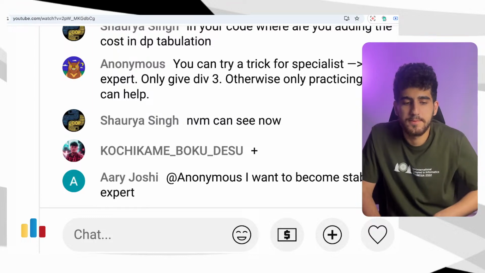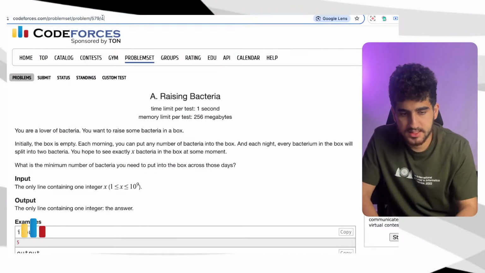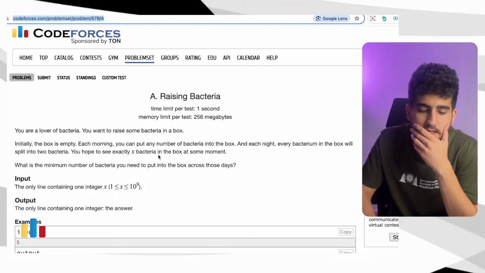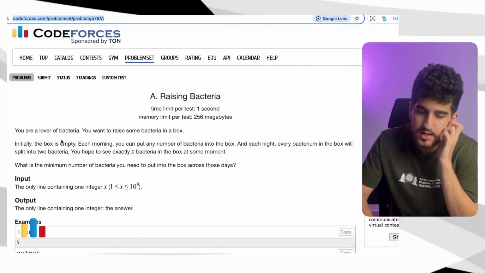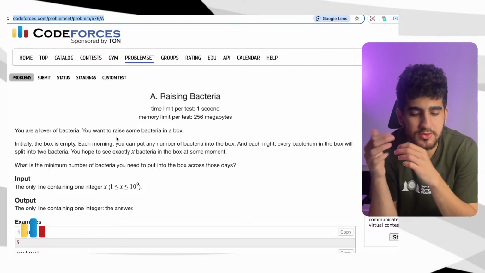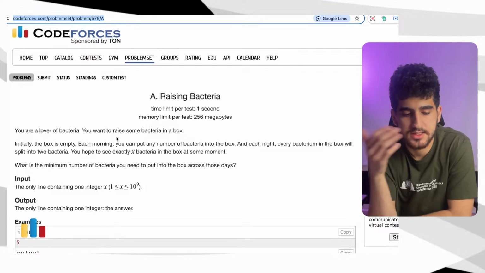Okay, awesome. So this was how this DP could be used in this problem. Let's talk about another problem that also uses this binary representation. This is 579A, Raising Bacteria. It says that you are a lover of bacteria, you want to raise some bacteria in a box. We should go a bit faster, so I'm going to read it faster and talk about it faster.